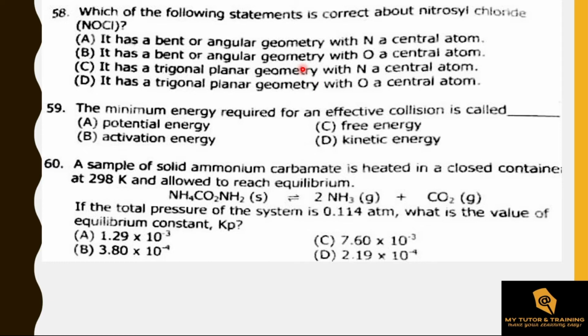Question 59. The minimum energy required for an effective collision is called. When we talk about collision, we are talking about a chemical reaction, and the minimum amount of energy that is required to begin a given chemical reaction is the activation energy. So the correct answer is B for question number 59.